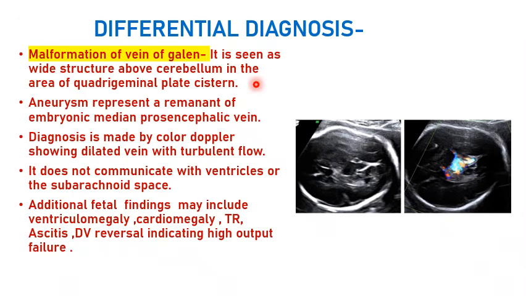Malformation of the vein of Galen is seen as a white structure above the cerebellum in the area of the quadrigeminal plate cistern. The aneurysm represents a remnant of the embryonic median prosencephalic vein. Diagnosis is made by color Doppler showing a dilated vein with turbulent flow. It does not communicate with the ventricles or the subarachnoid space. Additional findings may include ventriculomegaly, cardiomegaly, tricuspid regurgitation, ascites, and diastolic flow reversal, indicating high output failure.